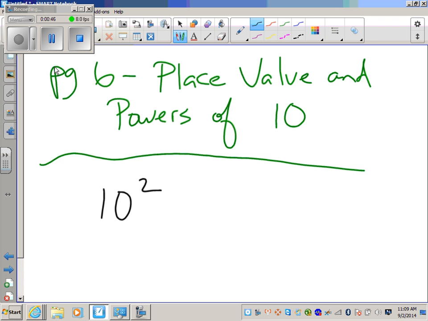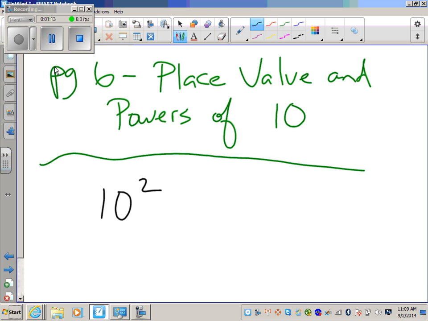We could identify that as a power of 10. Specifically, we would call it 10 to the second power. Very good. That's what it looks like in exponent form. Our base number is 10. Our exponent is 2. That's the easy way to identify a power of 10.